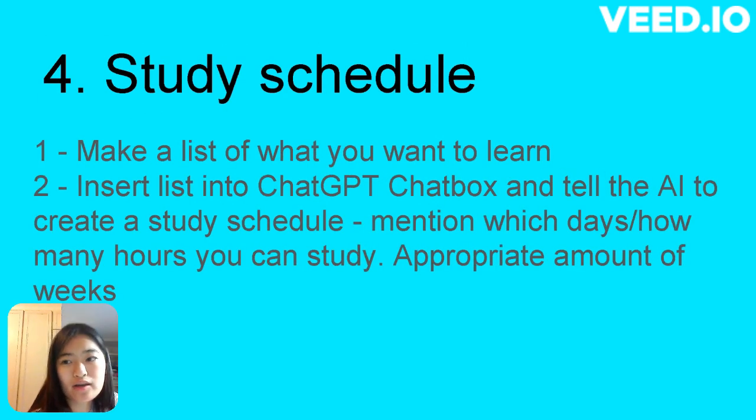Next, the fourth way you can use ChatGPT is by asking it to create a study schedule for you. So how you do this is you can make a list of what you want to learn, then create a study schedule to dedicate time to learning it. So you can hand over the effort to ChatGPT and ask it to create a study schedule to learn the content in an appropriate amount of weeks. And you can tell it on which days you can study and for how many hours, and then ask it to please include time for revision and testing.